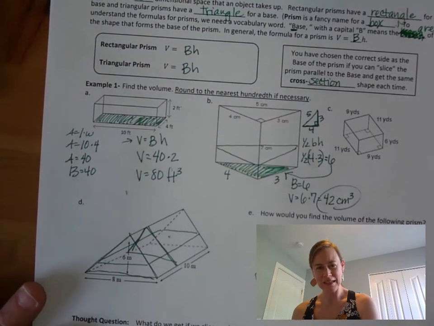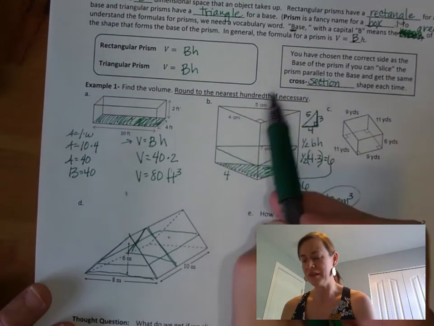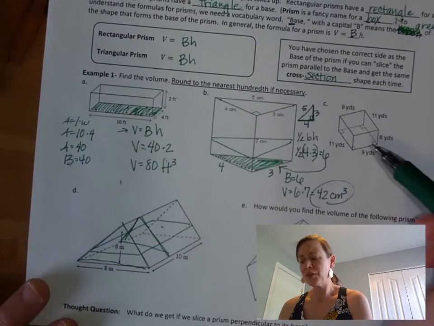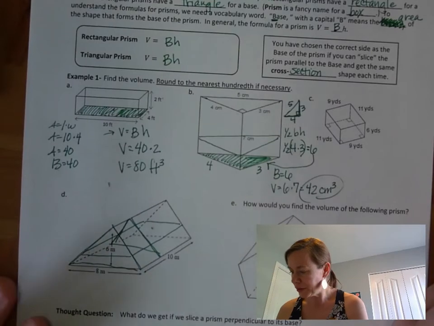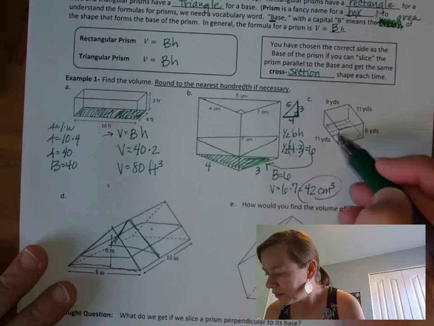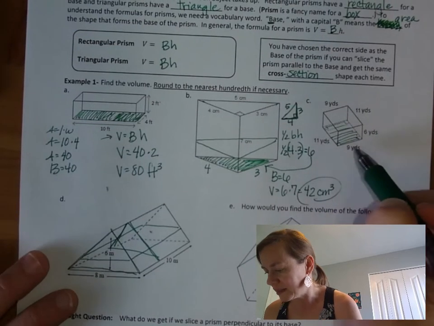All right, so you guys seeing how that works? I think the most confusing part of that one was just knowing where the base and where the height was on the triangle. Let's go on to part C. So here we go. We have a rectangular prism, right? So let's figure out the area of the base. I'm coloring that in. It looks like it's 11 by 9.